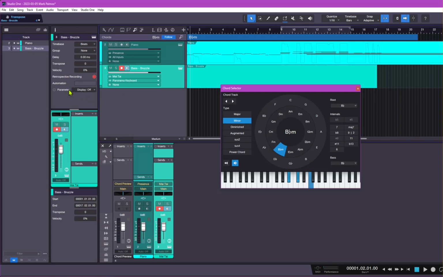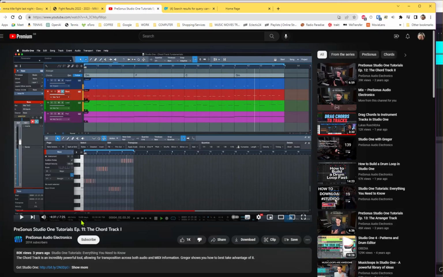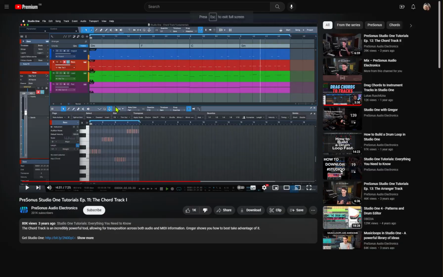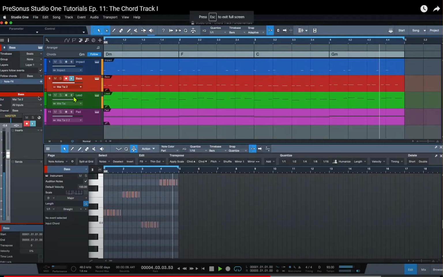Has the interface changed? I was just looking at a YouTube video here, which shows the follow mode over there. So I don't know what's changed. So anyways, I'd love to know what's going on there.